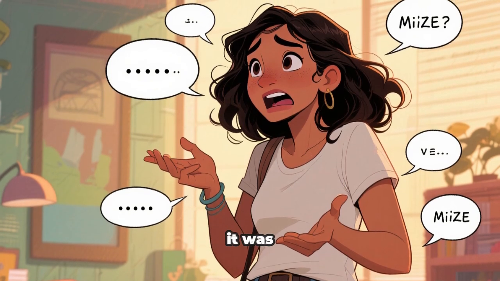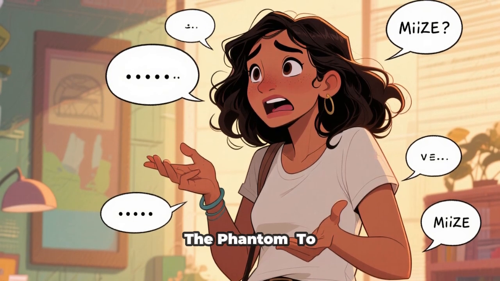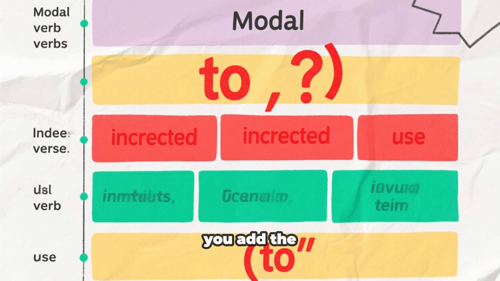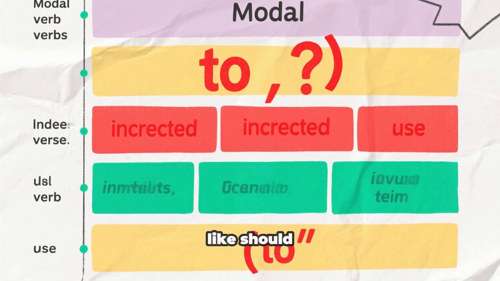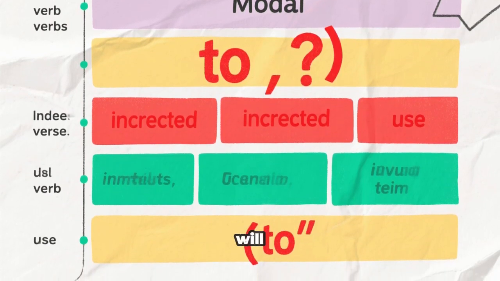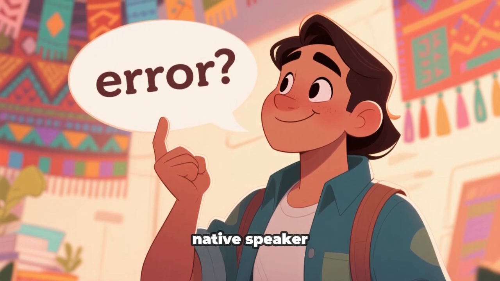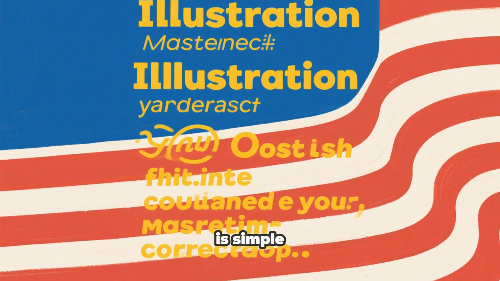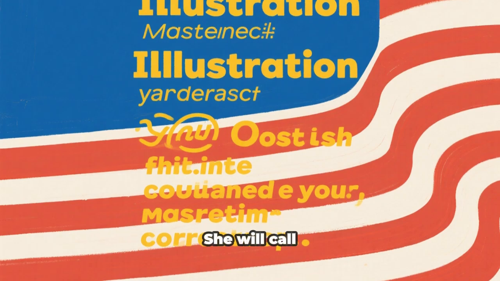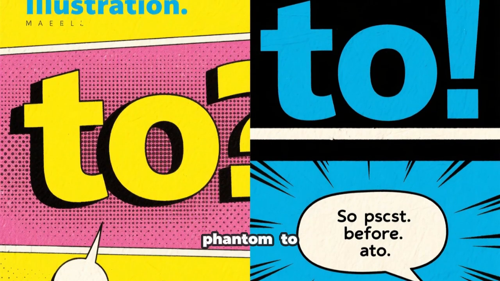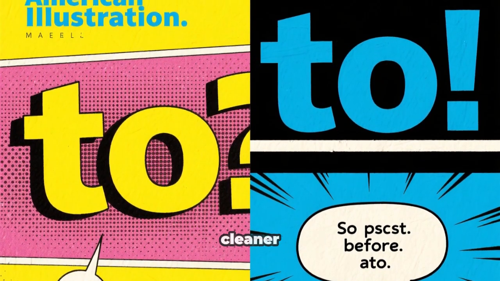Flustered, Maya rushed on. "We should to consider the next steps." And there it was. Mistake number 2, the phantom "to." This is when you add the word "to" after modal verbs like should, could, must, or will. It's a tiny error, but it instantly signals learner to a native speaker. The correct way is simple. We should consider. I must go. She will call. Dropping that phantom "to" immediately makes her speech sound cleaner.